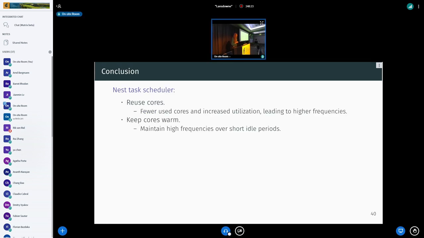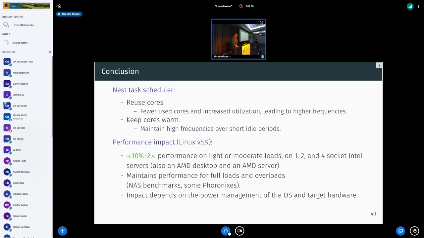So in conclusion, we have introduced the Nest scheduler. The idea of it is to reuse cores and hopefully to try to keep cores warm, although we were not completely successful with that in the 5.15 case. We get performance improvements between 10% and 2 times on applications that are multi-core applications, but are not using the entire machine all the time.